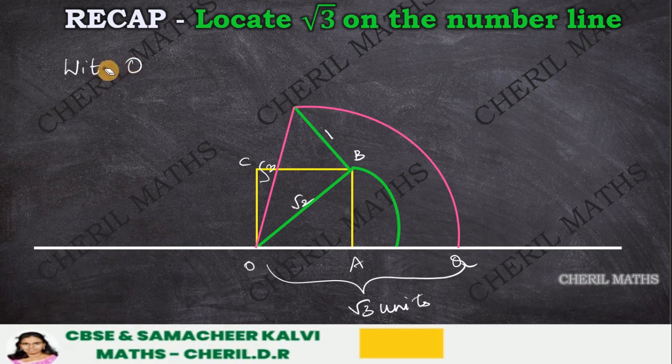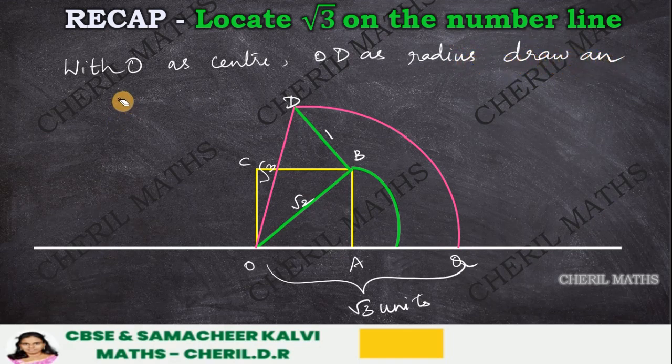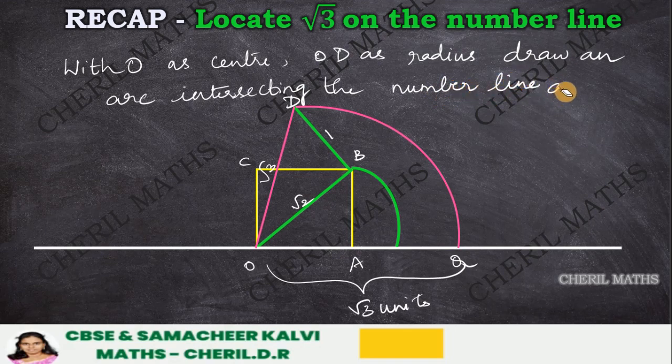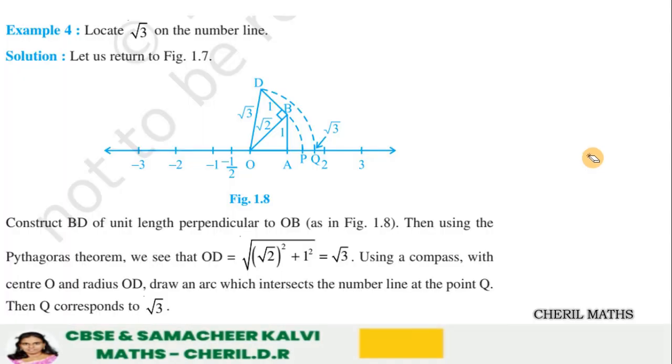With O as center and OD as radius, draw an arc intersecting the number line at Q. So what are we getting? We are getting OQ to be root 3 units. Is it clear, children? So now we will get into what is given in the textbook.